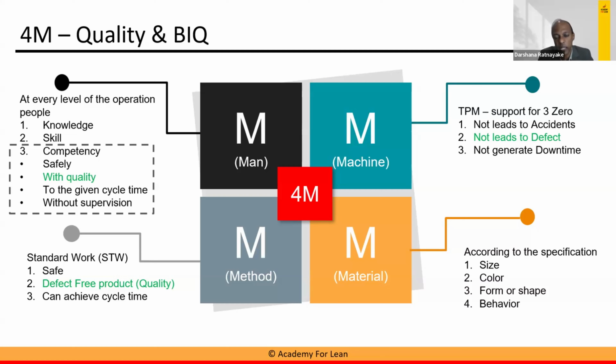Right? So to understand this, how we can prevent defects coming through the material, we discussed some actions on the lean side. These are the four things we discussed last time.